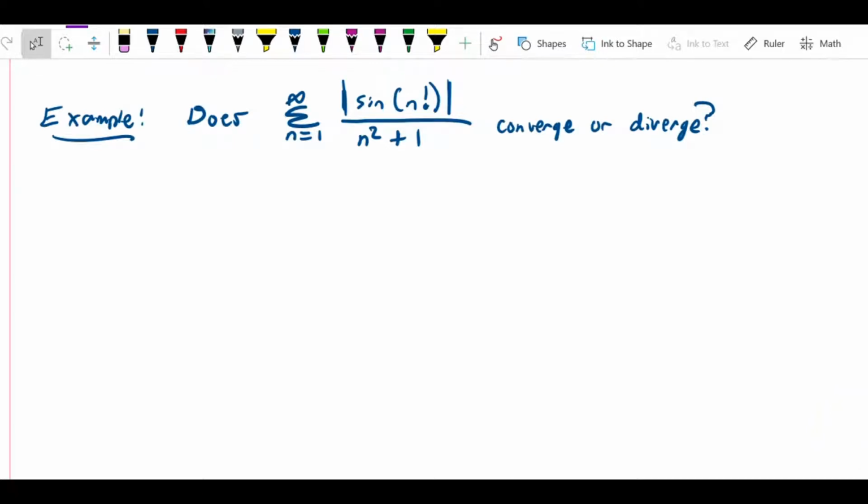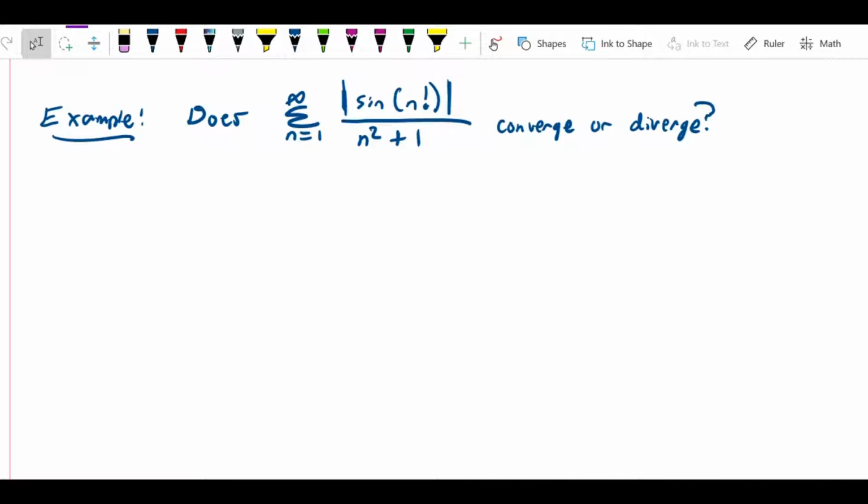So in this problem, we're going to ask, does the series n equals 1 to infinity of the absolute value of sine of n factorial over n squared plus 1 converge or diverge? Now, if you think about this in the terms that most people learn to think about math, where they look at an expression and try to figure out how to evaluate it, you're going to get stuck here. Nobody knows what the sine of n factorial is, or what that looks like, or what properties it has.